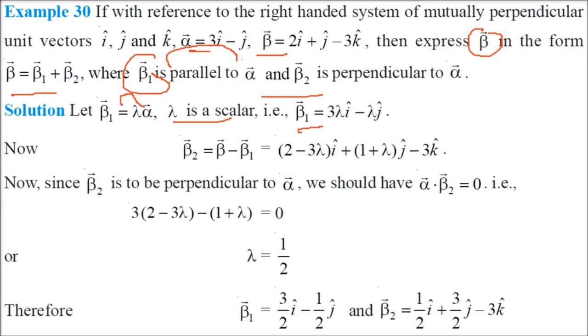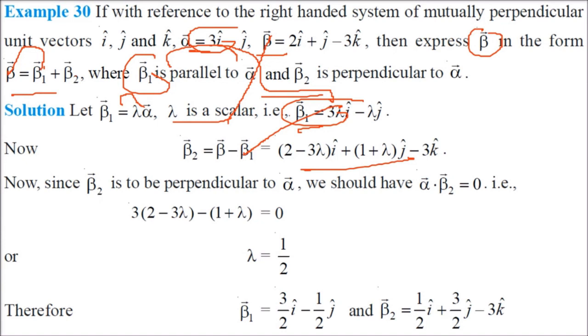Beta 1 will be lambda times alpha, so 3i minus j, so 3 lambda i minus lambda j. So how to get beta 2? Beta 2 is simply, you can just take beta 1 to the left hand side. So beta 2 will be beta minus beta 1. Beta is already given. Beta 1 we have already assumed as 3 lambda i minus lambda j.